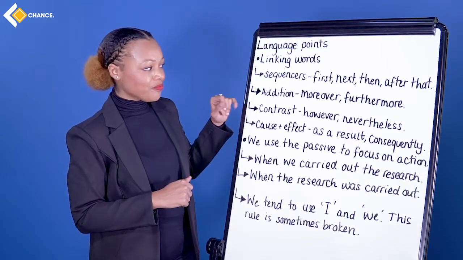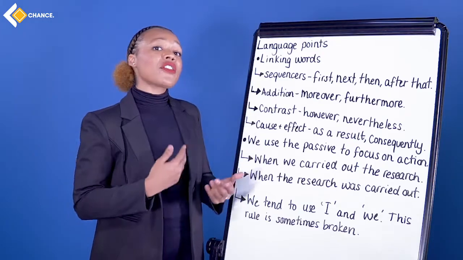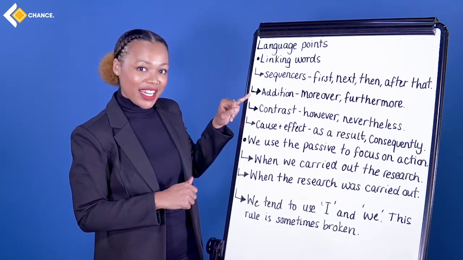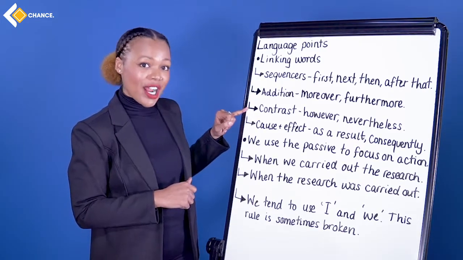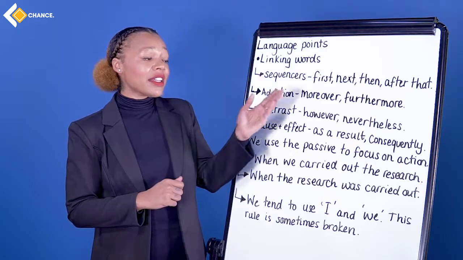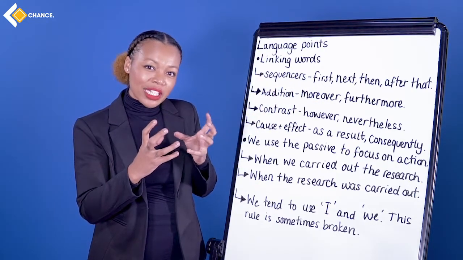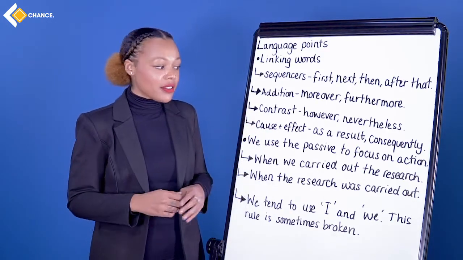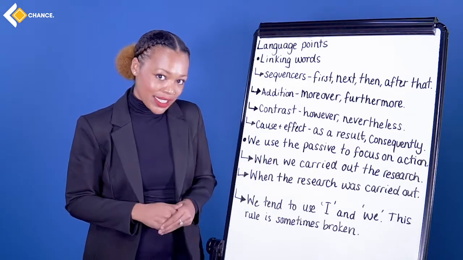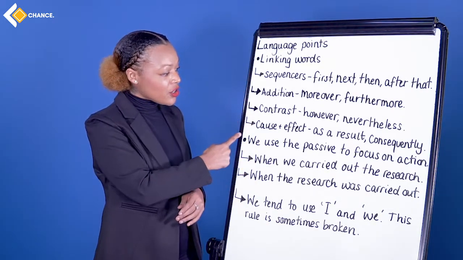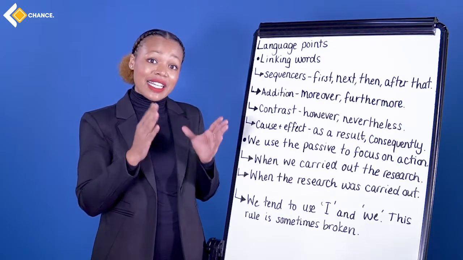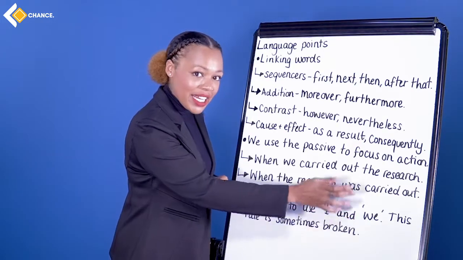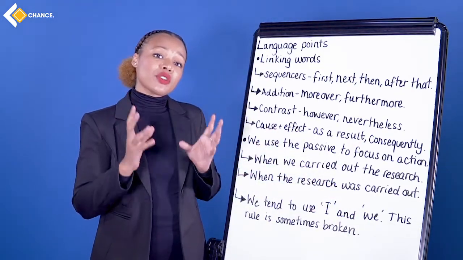Also, addition: moreover, furthermore. I'd like you to look at some other words, some other vocabulary that has the same effect. For contrast, we could use however, nevertheless. This is nice formal language. Finally, cause and effect: because, as a result, consequently. I want you to find more words that you could use as linking devices in business reports. We tend not to use I or we, but this rule is sometimes broken.